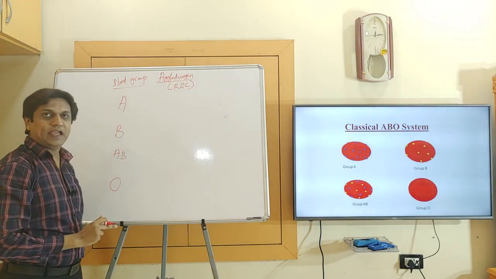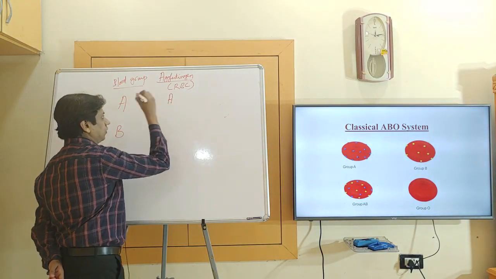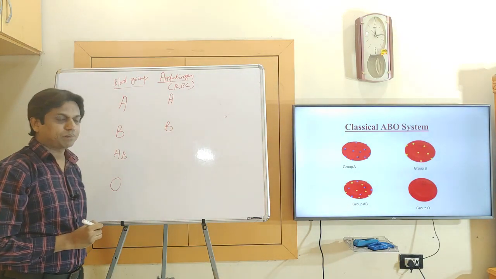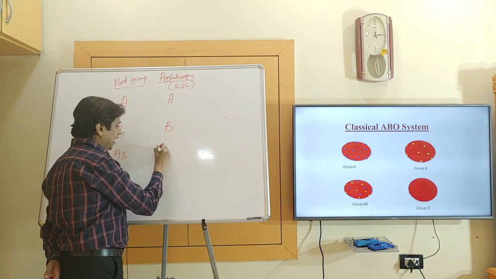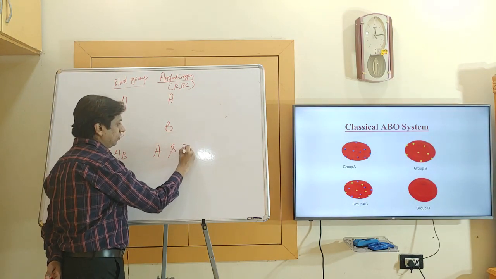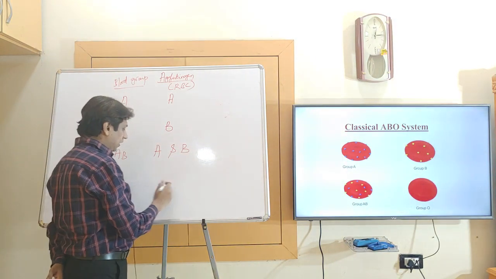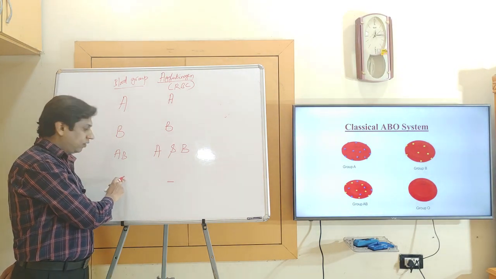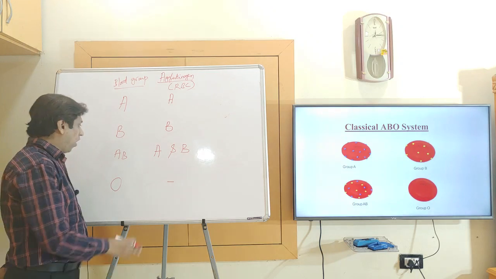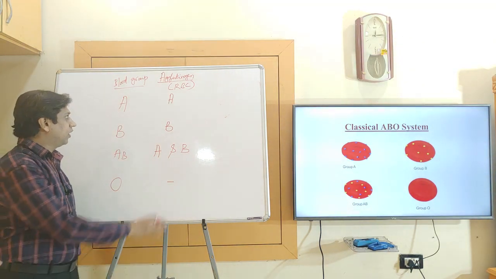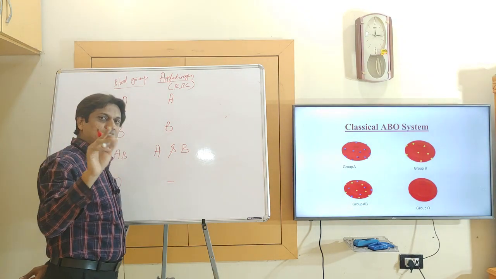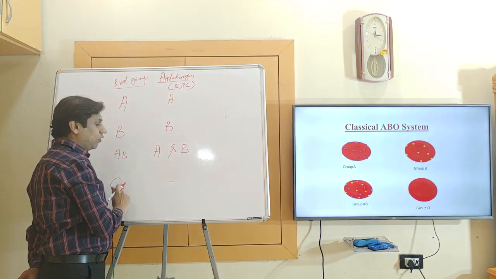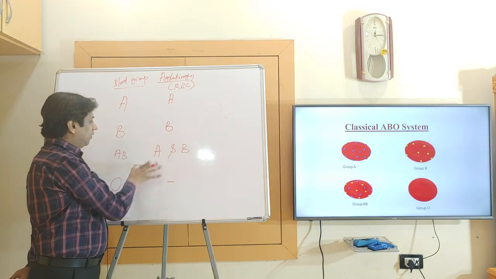In blood group A, A antigen will be present. In blood group B, B antigen will be present on the surface of an RBC. In blood group AB, both A antigen as well as B antigen will be there. And in blood group O, neither A nor B will be there. However, as I said, H substance or H antigen will be present in blood group O as well as in all the other blood groups. But specifically, the most important antigenic substances on the surface of RBCs are A and B. I hope this concept is clear.